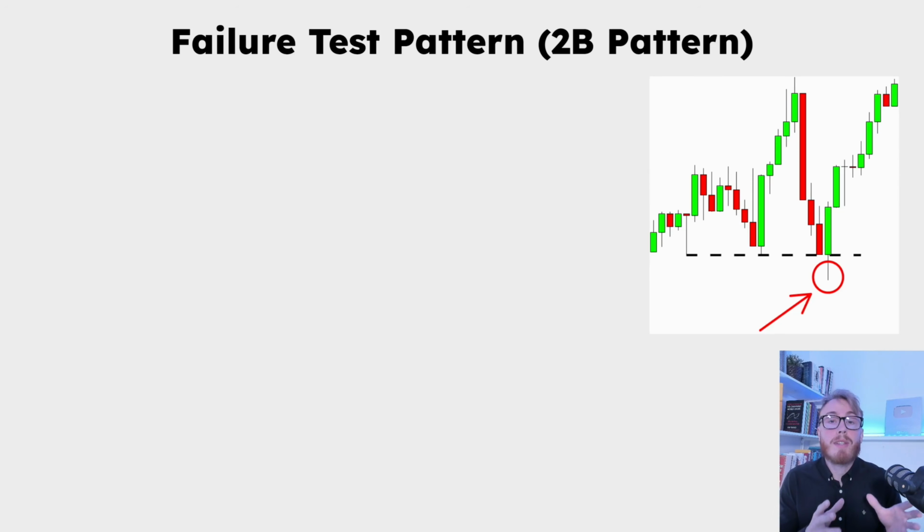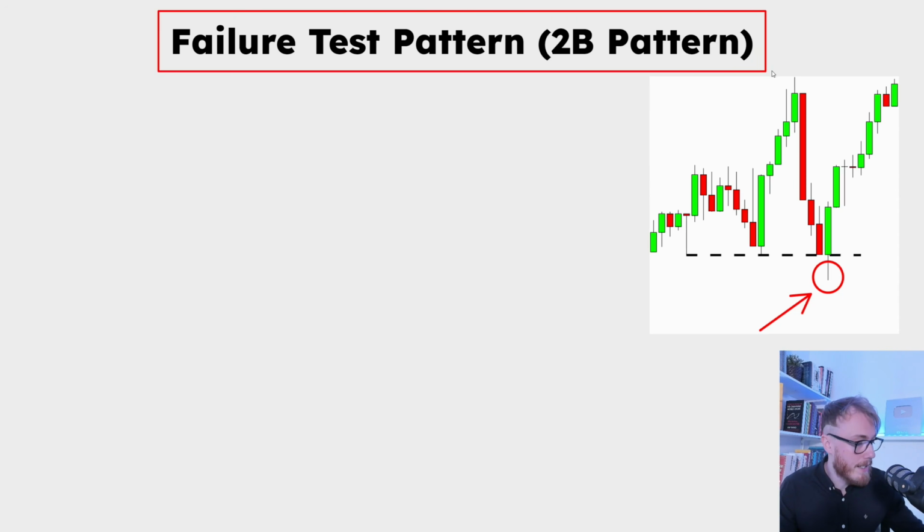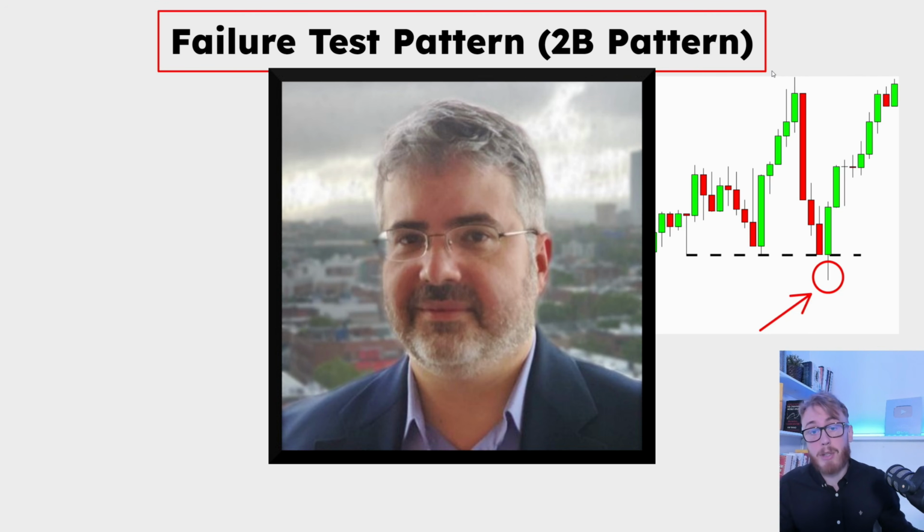Alright guys, so now it's time to take a look at our first entry model, and the first pattern we're going to take a look at is called the failure test pattern or 2B pattern. This pattern has even more names, but I first read about the pattern in this book, The Art and Science of Technical Analysis, written by Adam Grimes. I actually highly recommend that book.